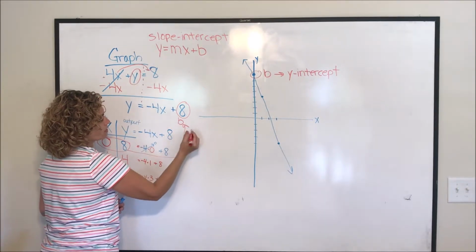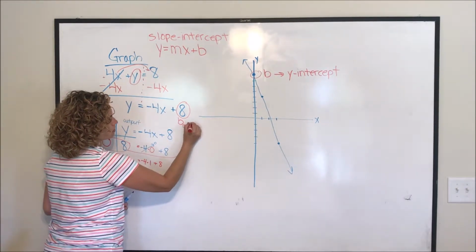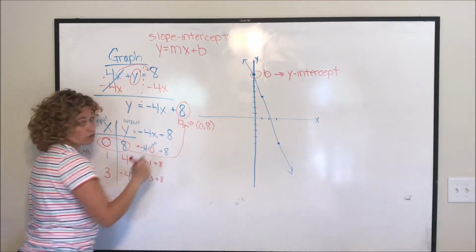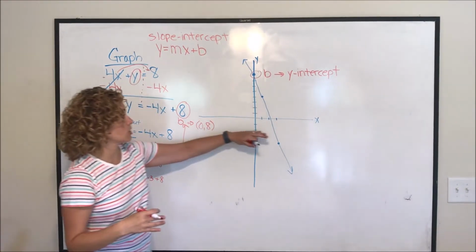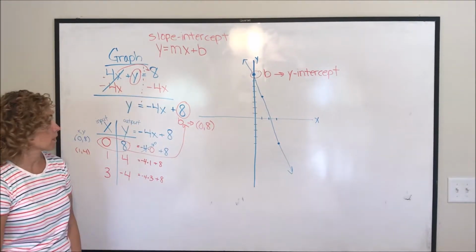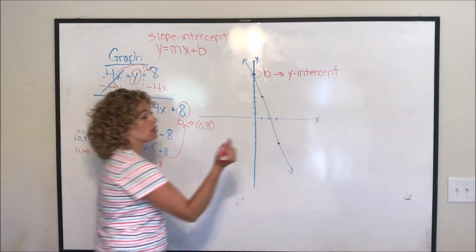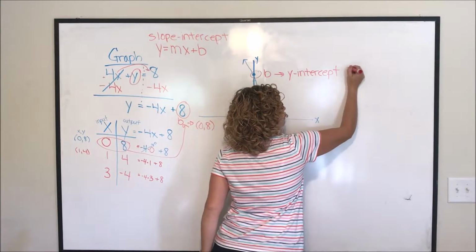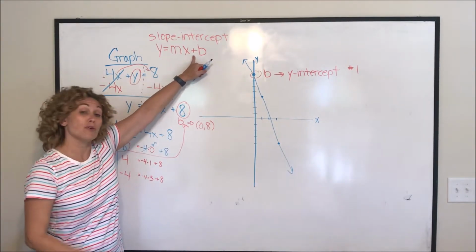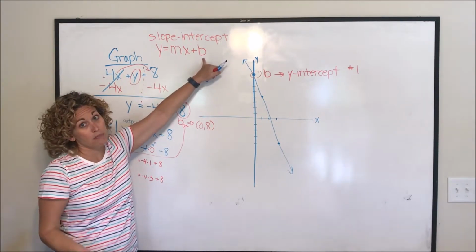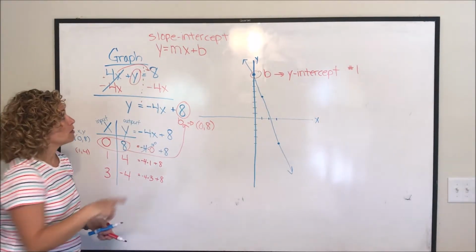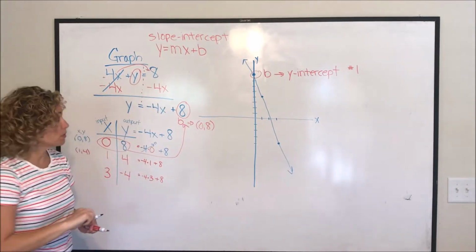Our b value is 8, which means you have an ordered pair of 0 in the x direction, because it's not moving in the x direction. What it's doing is it's intercepting the y-axis. That is always the first point you put on your graph. Okay? It always comes after the plus sign. So if you have a minus sign, it would actually mean your b is negative. From that point, you then use your slope.